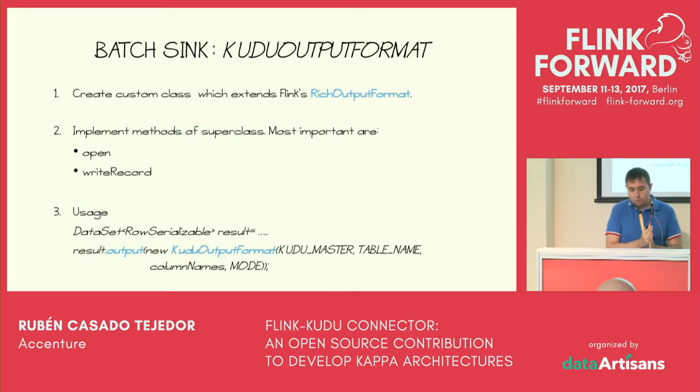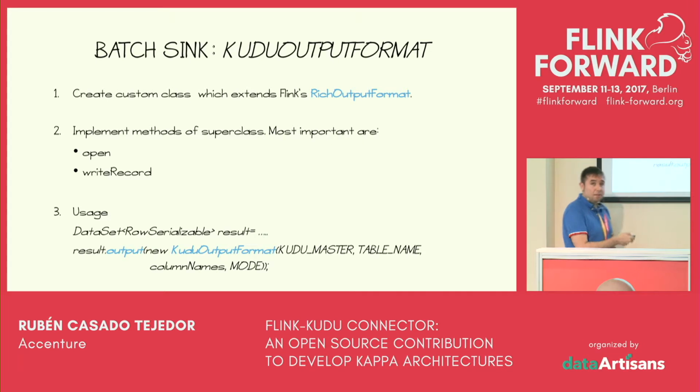Well, the next one is the Kudu output format to write the results to a Kudu table. Something quite similar. This time we had to extend the Flink rich output format. There are several methods. Again, open to get the connection to the table that we are going to write, and write record just to transform the DataSet row object into a Kudu row. We use something like that, Kudu master, table name.